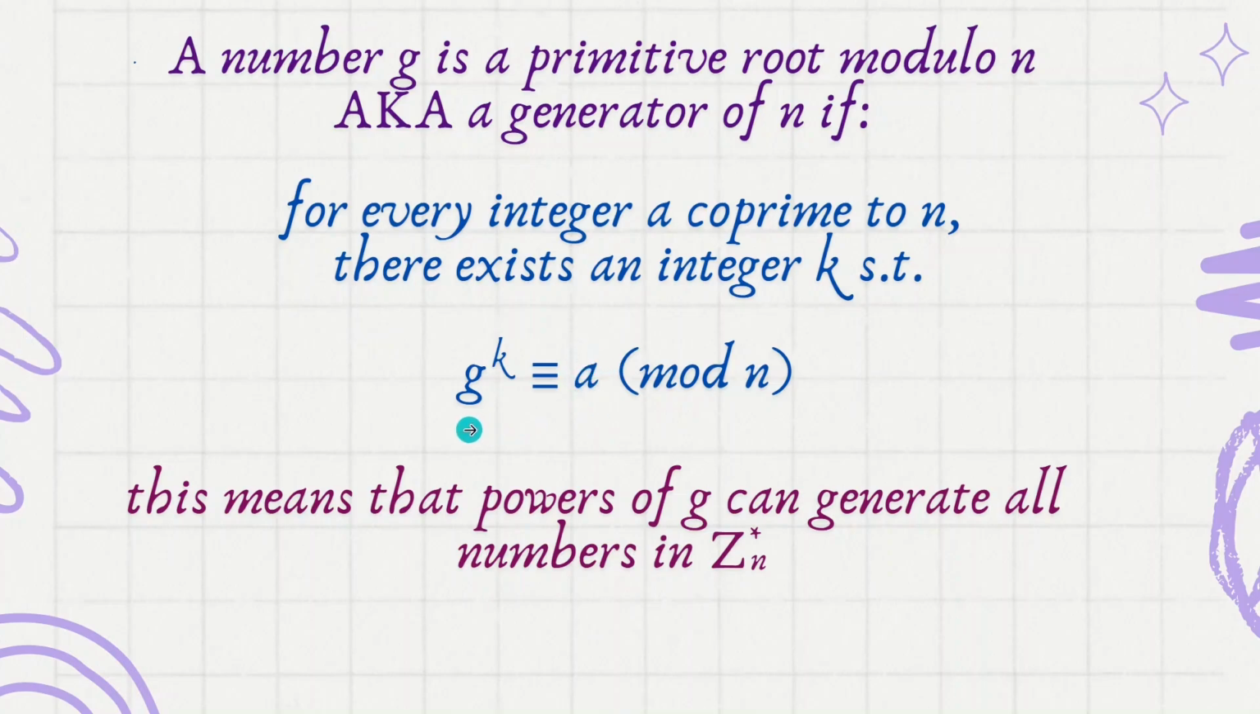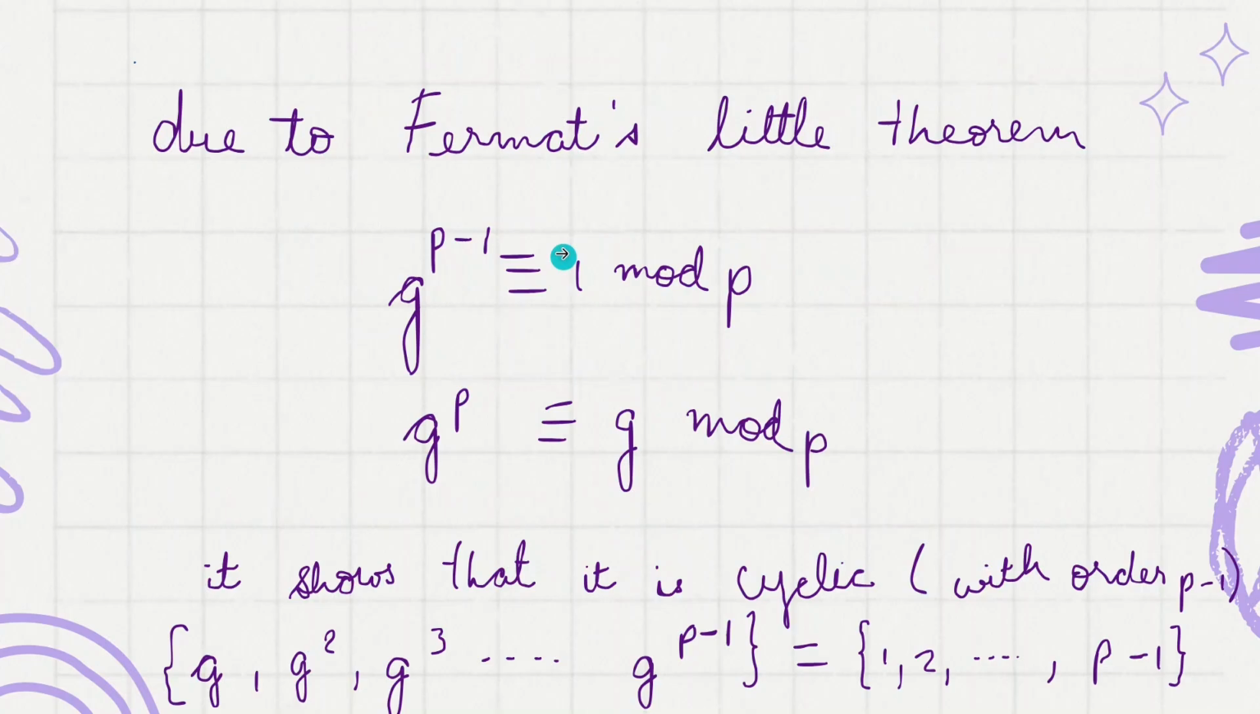So obviously g to the power of 1 will generate g, and all the other terms follow. And due to Fermat's little theorem, g to the power of p minus 1 is congruent to 1 mod p because g is an element in Zp star. So g and p will be coprime. So g to the power of p minus 1 will be congruent to 1 mod p by Fermat's little theorem. This means that g to the power of p is congruent to g mod p.